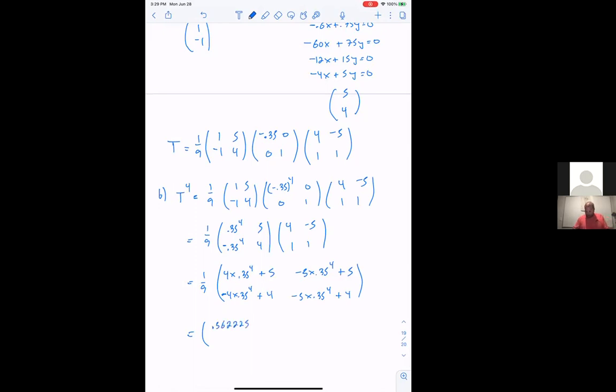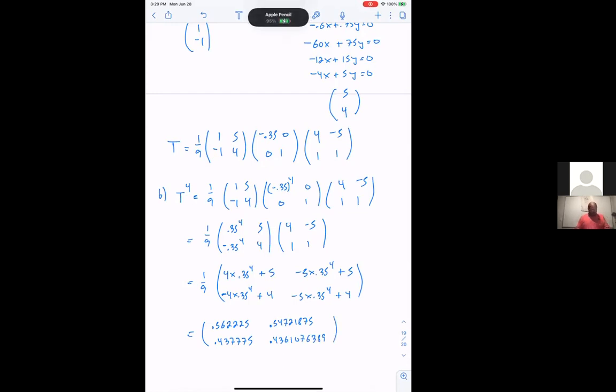0.562225. Negative 5 times 0.35 to the fourth plus 5 divided by 9, I get 0.54721875. Negative 4 times 0.35 to the fourth power plus 4, all that divided by 9 gives me 0.437775. And negative 5 times 0.35 to the fourth power plus 4 divided by 9 gives me 0.43610763889.